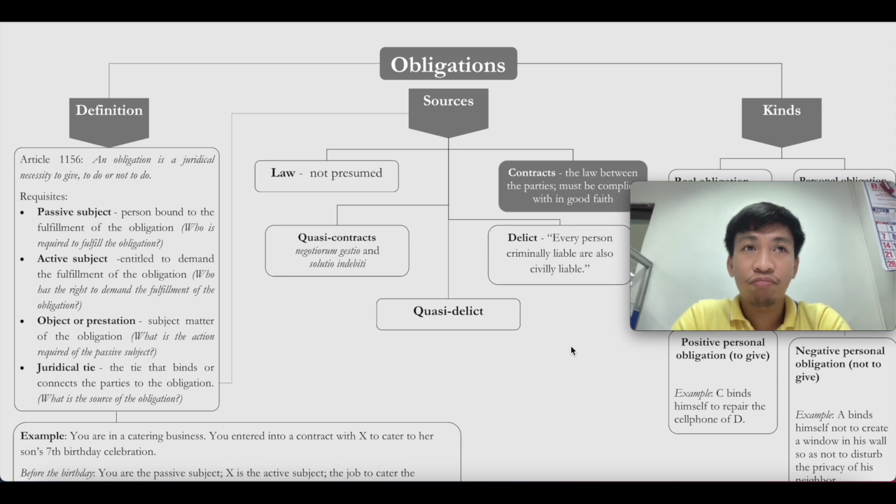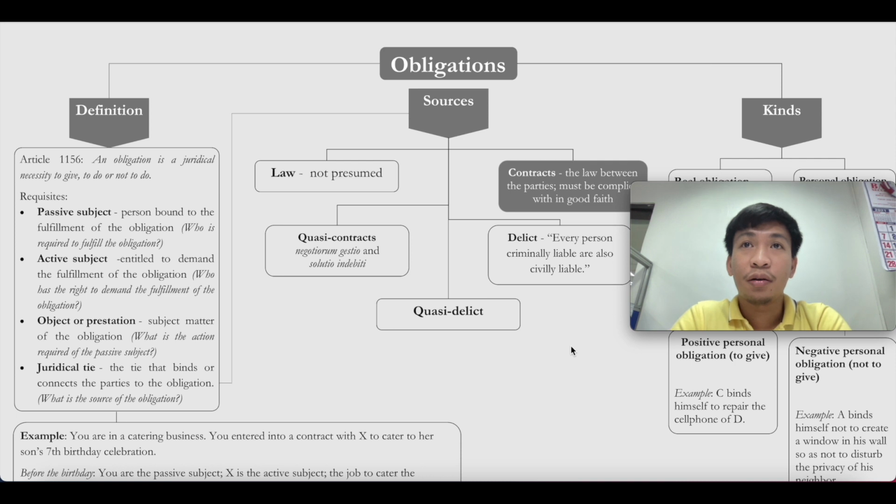Also, marriage. In marriage, the couple is obliged actually to live under the same roof and be together. Of course, may exception doon, but at the end of the day, these are obligations arising from law.